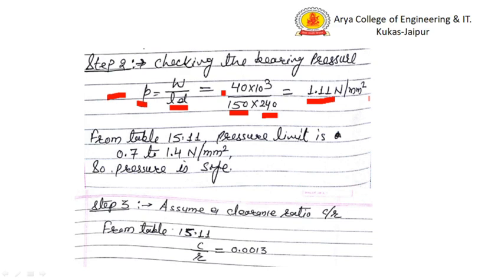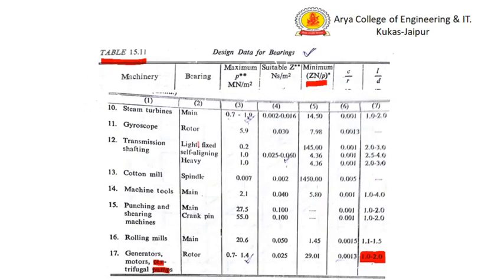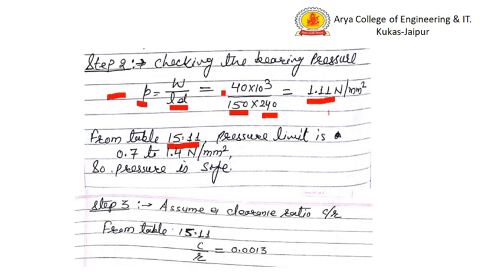Now we have to check this bearing pressure from table 15.11. This is our application, centrifugal pump, and in column number 3 the given pressure range is from 0.7 to 1.4, and our value of the pressure is 1.11. So the pressure is in the safe region.